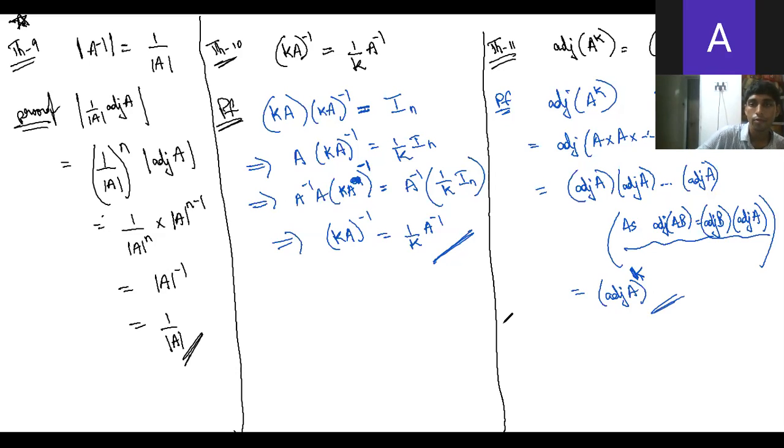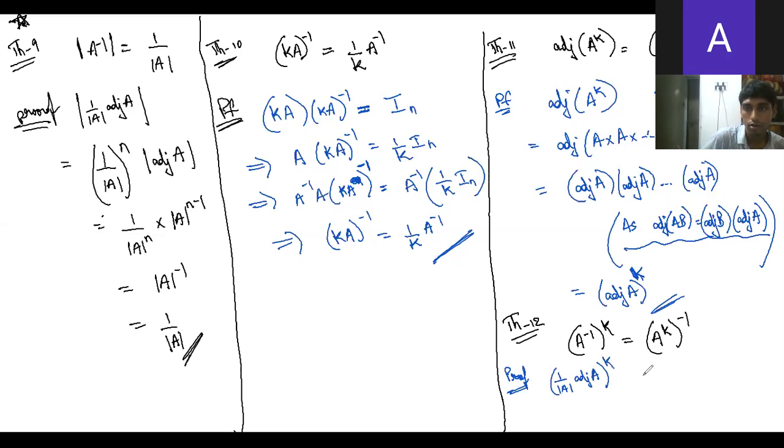A inverse whole power k becomes A power k whole inverse. How? What is the proof? Proof is use the above thing. A inverse whole power k is nothing but 1 by det A adjoint of A whole power k, which is equal to 1 by det is anyway a constant.